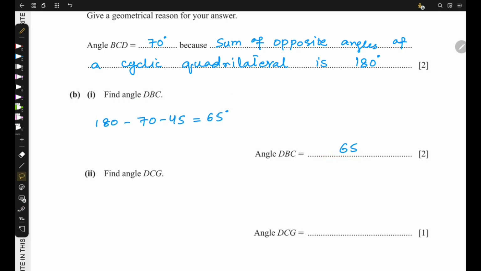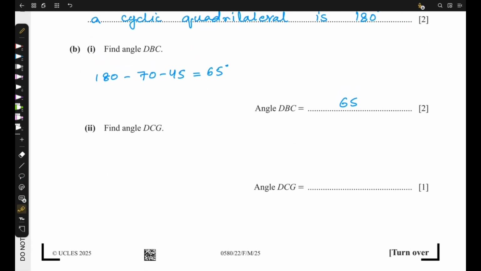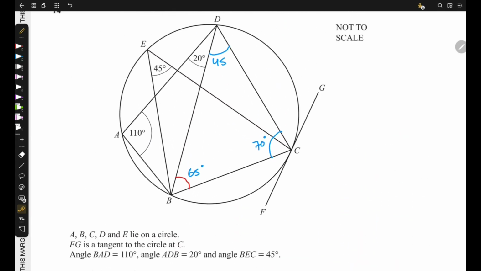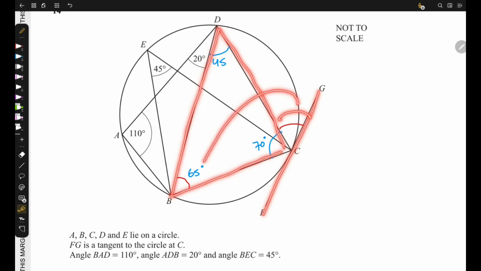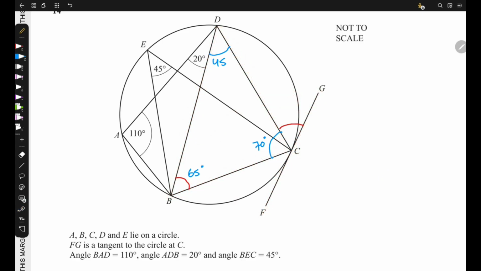Now, in this next question, last part, I think, we have to find out DCG. Where is DCG? It means we have to find out this angle. And this part is very easy if you remember the properties of circles. The angle between the chord and a tangent is equal to the angle in the opposite segment. So it means this angle is equal to 65 degrees. So you just have to memorize the properties. So it means this angle is also 65 degrees.